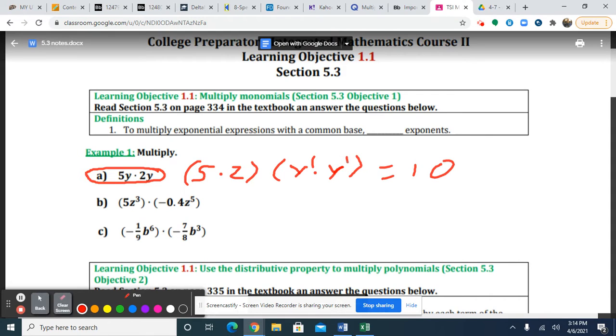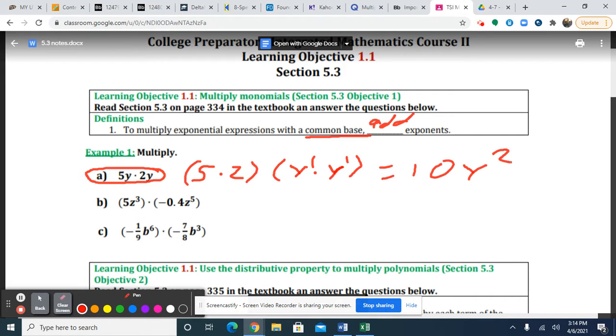Now, since we're multiplying and they have the same base or a common base, we're going to add the exponents. So y^1 times y^1, that means 1 plus 1, which is y to the power of 2. Same thing applies on this other one.